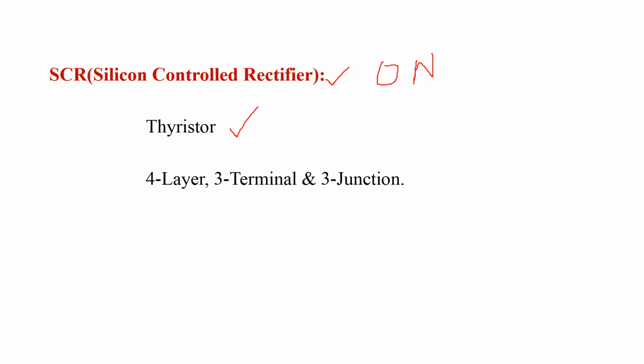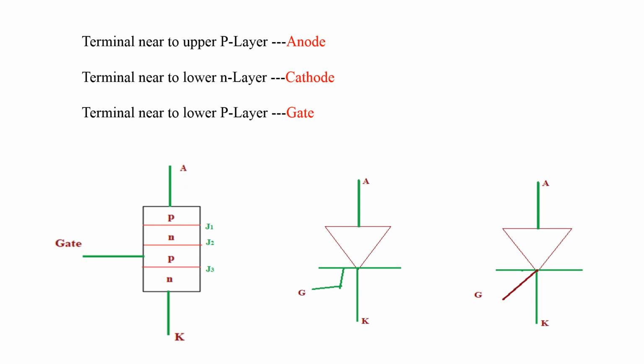Coming to construction, it is a 4-layer, 3-terminal, 3-junction power semiconductor device. This is the construction of SCR and these two are the electrical symbols of SCR. Here these are the 4 layers, that is P, N, P, N. These are the 4 layers and these are the 3 terminals: this is the 1st terminal, this is the 2nd terminal and this is the 3rd terminal.